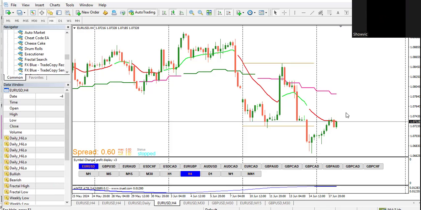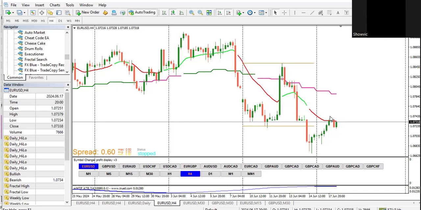So what we'll be looking for when we have this kind of situation is for the Asian high to be taken out, and then we'll look for opportunities to sell, right? So this is the Asian high for today. Once we see price go above this Asian high, we'll go to the lower time frames and begin to look for an opportunity to sell, both EU and possibly GU. So that's basically our play.